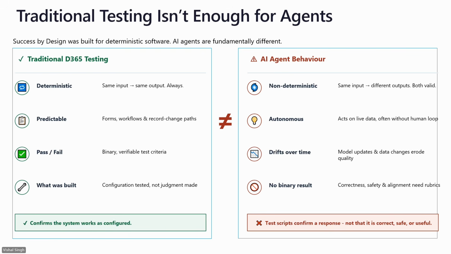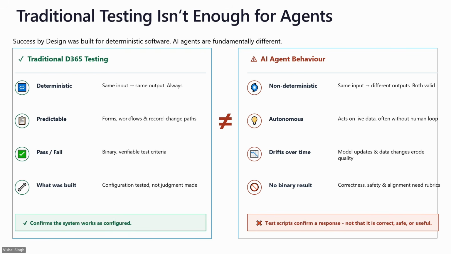So why traditional testing in Success by Design? What it does not cover. Standard Success by Design validation gates are designed for deterministic software. Given a specific input, the system produces a predictable, verifiable output. For example, a sales order created through a standard form follows a defined path. A workflow triggered by a record change behaves consistently. So this is a deterministic way of testing where you have binary input and output.